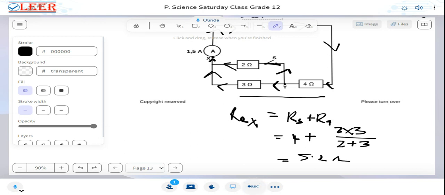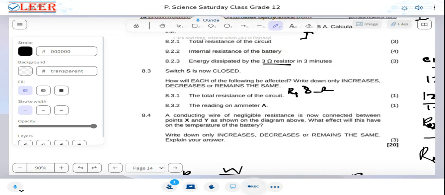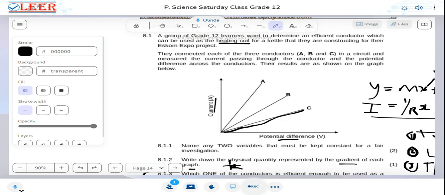Before, our external resistance was equal to 7 ohm. Now that the circuit is closed, our external resistance is equal to 5.2 ohm. Clearly, this is less than 7 ohm, which means it is going to decrease our total external resistance. Our total resistance of the circuit is going to decrease. So the answer here is decrease.